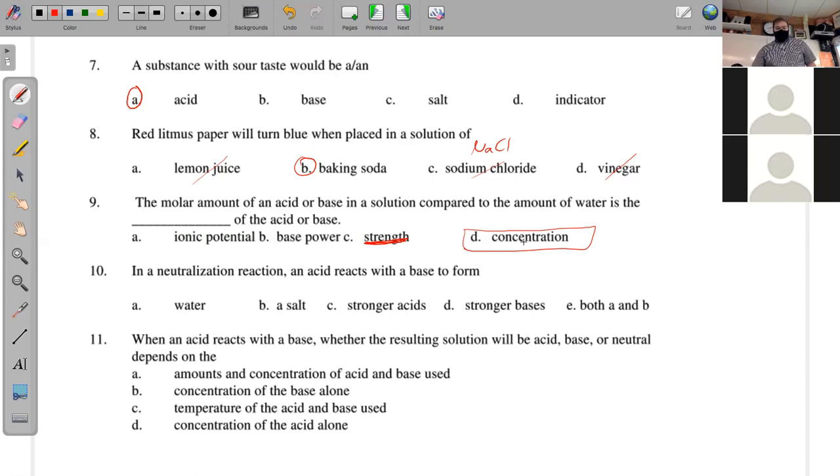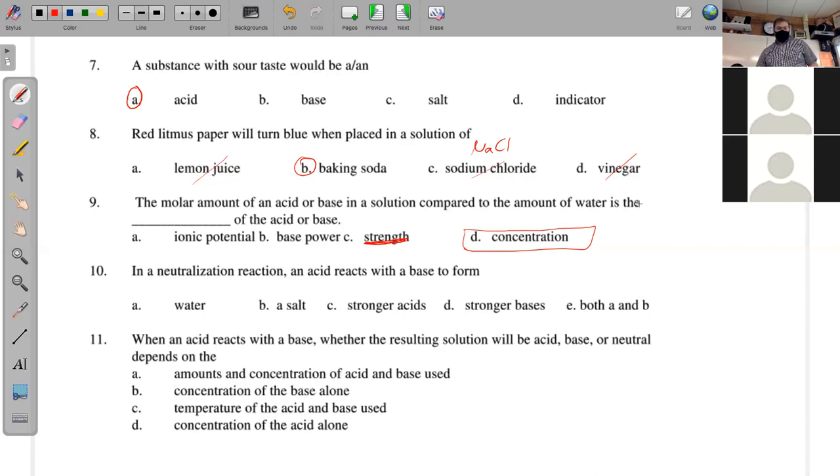So whether or not an acid is a strong acid could be of a small concentration. In other words, you could take hydrochloric acid, which is a strong acid, but have a very small amount of it in water, and the acid is still strong, but the concentration would be low. How much ends up reacting depends upon the molar concentration. So concentration is the best thing there.